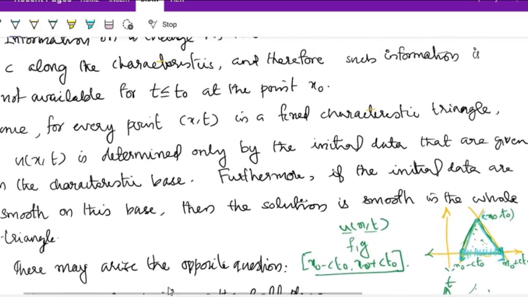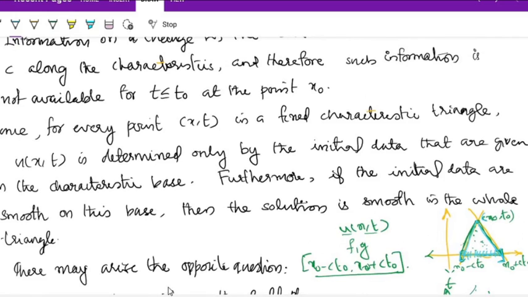Okay. So if the initial data is smooth on this base, then the solution will also be smooth in the whole triangle, because u at x, t in this characteristic triangle depends only on the values in this characteristic base. So in this characteristic base, if the initial data are smooth, then the solution will also be smooth on this whole triangle.